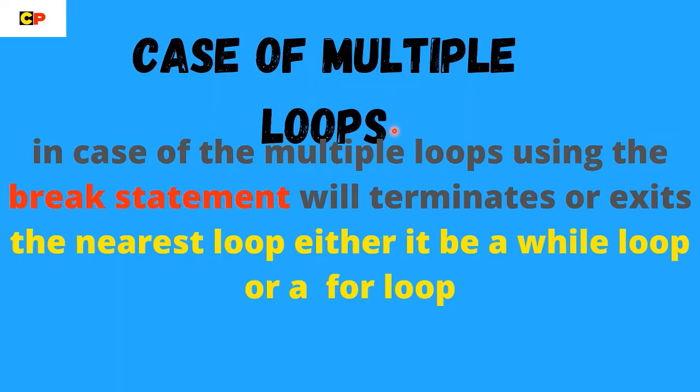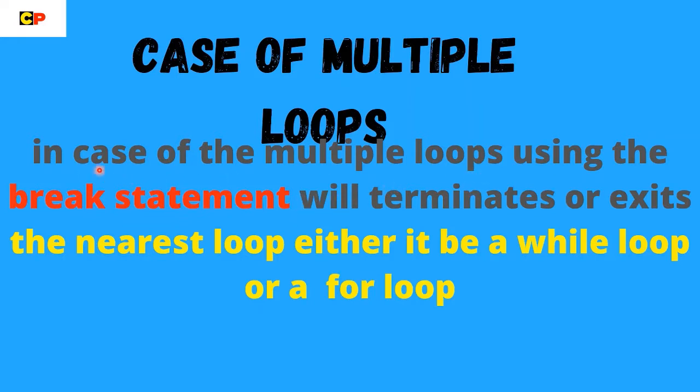Okay, so in the case of multiple loops or nested loops, if you are using a break statement, then it will terminate or exit the nearest loop, either a while loop or a for loop. We're going to see some coding examples in the Visual Studio IDE.